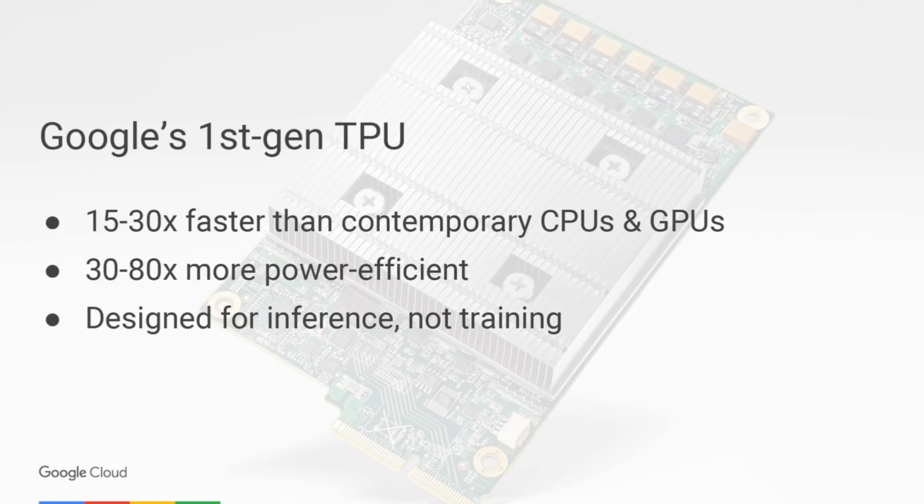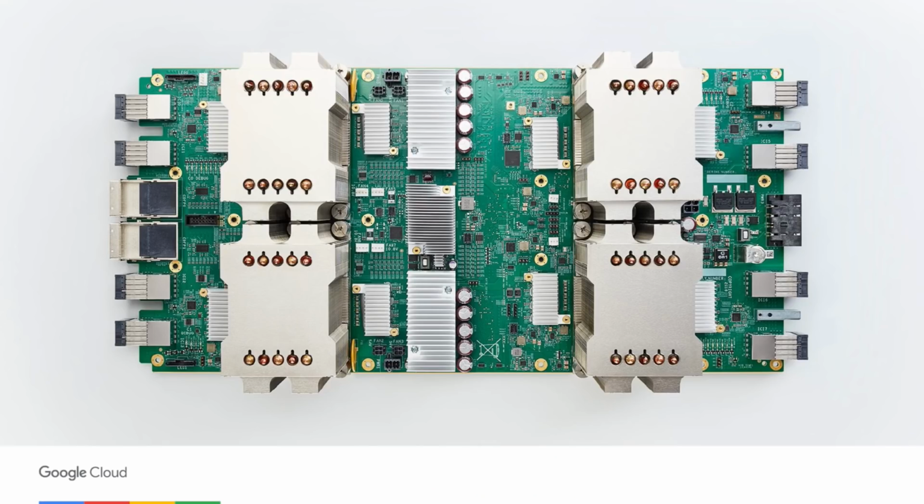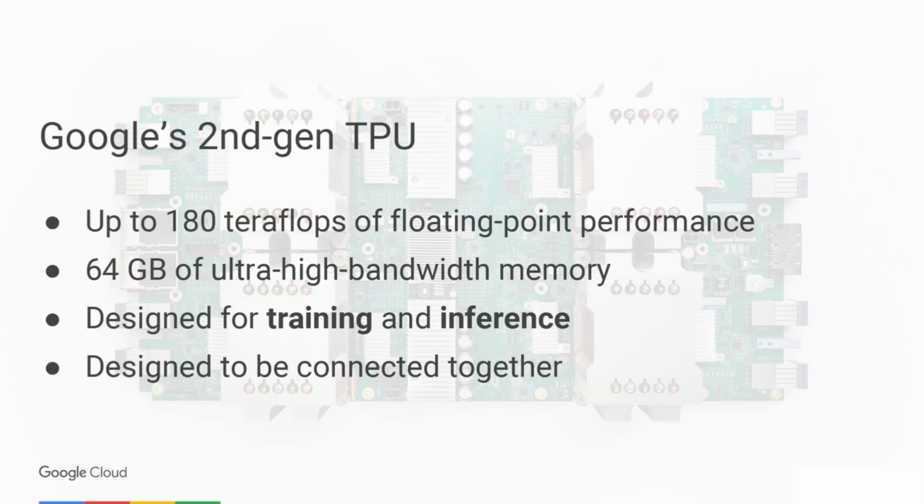And these TPUs were, at the time, 15 to 30 times faster than contemporary CPUs and GPUs, and much more power efficient. But these were designed for inference, for answering questions, not for machine learning training. Then the second generation TPU, which is what we have here today, has 4 chips on a single board with very high-speed interconnect and ultra-high bandwidth memory. So this board provides up to 180 teraflops of floating point performance and has 64 gigabytes of ultra-high bandwidth memory. And this is for both training and inference.